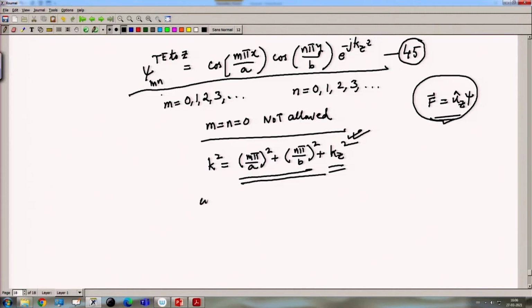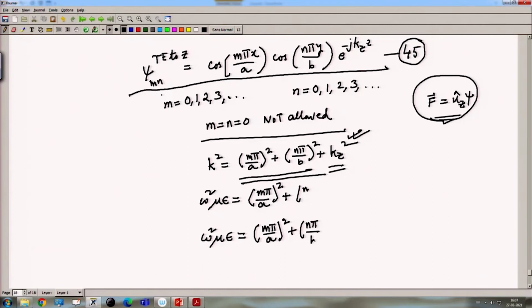So, let us write this equation in order to show its explicit dependence on the frequency as omega square mu epsilon equal to m pi by a whole square plus n pi by b whole square plus k z square.